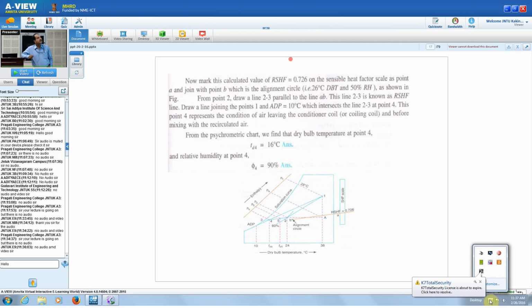Then the line to put here is the point 4.